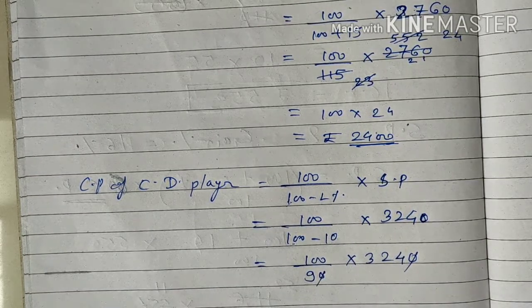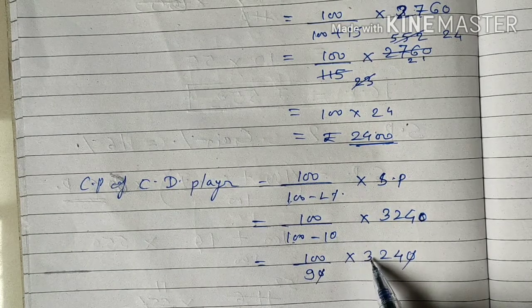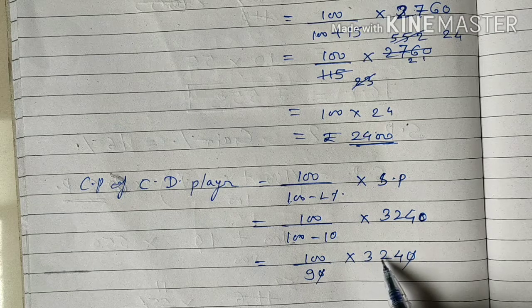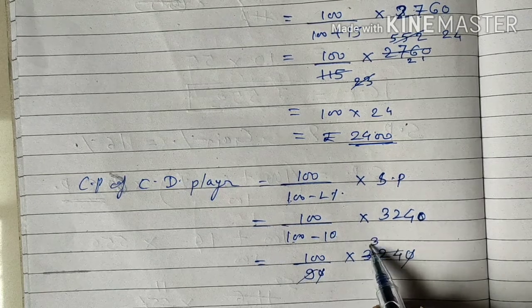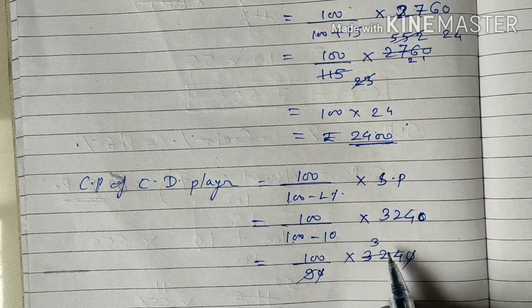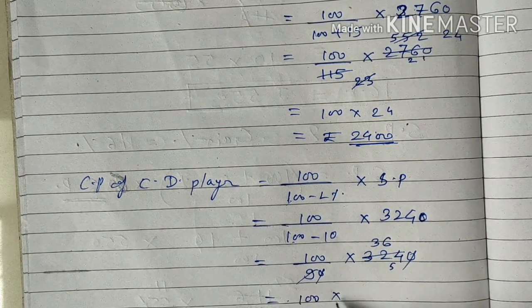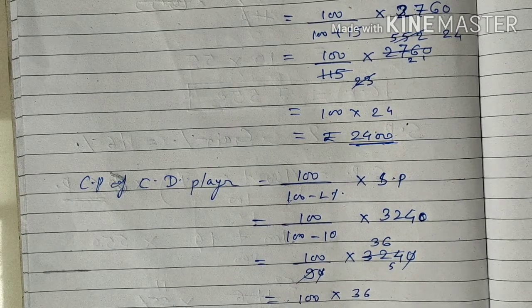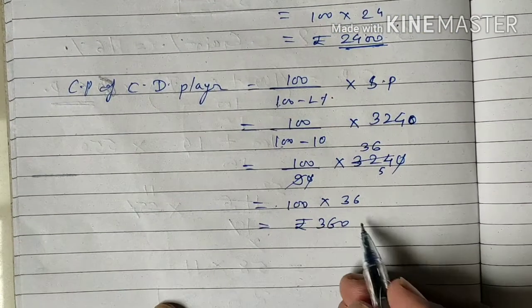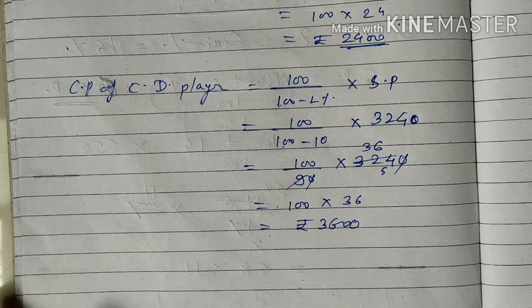2, the 0 will get cancelled. Okay. Then 9 ones are 9. 9 3s are 27. How much is the remainder? 54. 9 ones are 9, 9 3s are 27, and 54 becomes 9 6s are 54. So it is 100 times 36, so it becomes rupees 3600. Okay, rupees 3600 is the cost price of the CD player.